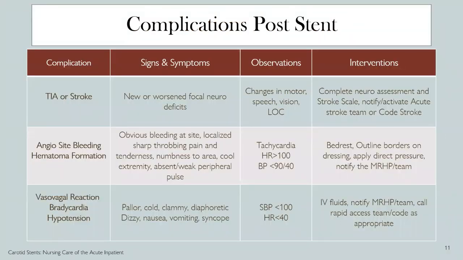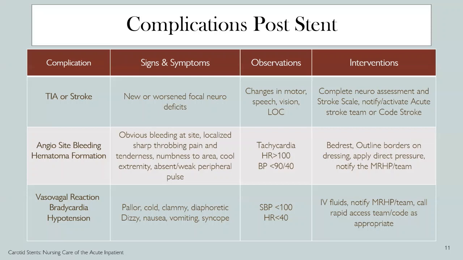Okay, I know this is a busy slide, but these are a variety of complications post-stent. So the first and most common, I should say, is the recurrence of TIA or stroke-like symptoms. These are often characterized by new or worsening focal neurodeficits, most noticeably changes in motor power, vision, speech, level of consciousness. So completing a comprehensive neuroassessment and notifying or activating a code stroke if necessary is a good first step.